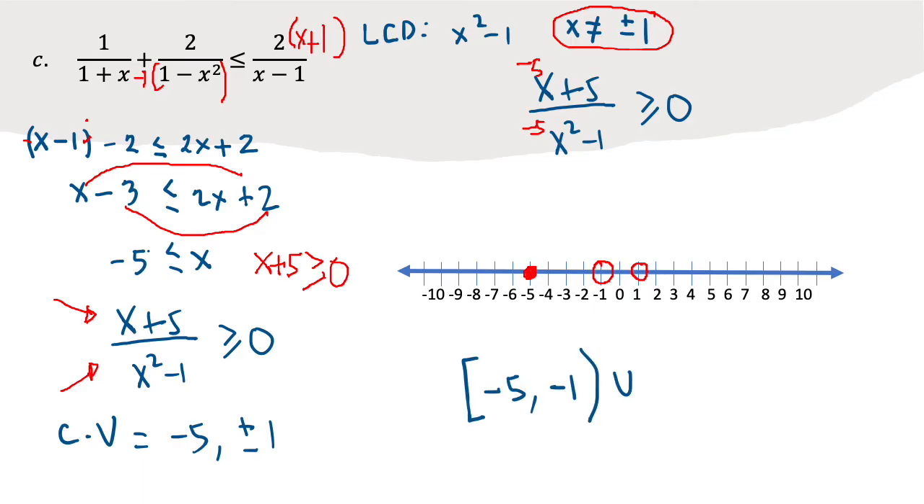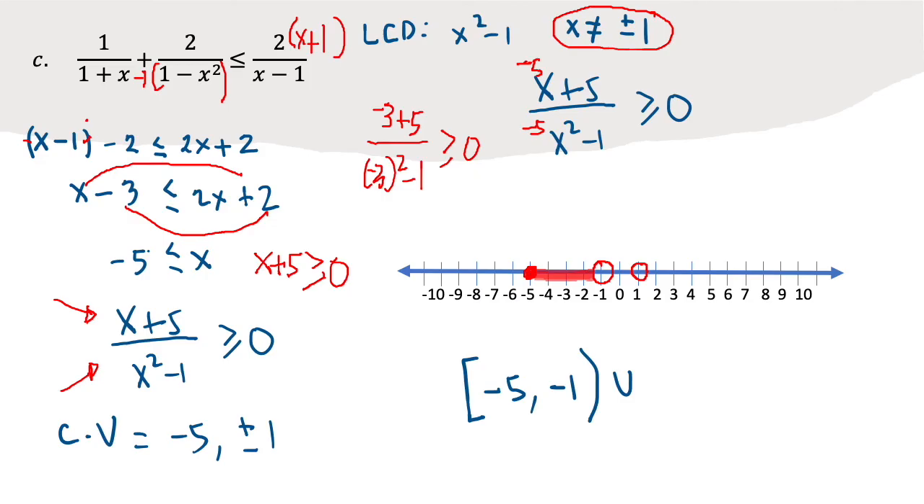Okay? Now, let's test some interval. Since negative 5 is part of the solution, and negative 1 is not part of the solution, say for example, we will be using negative 3. So negative 3 plus 5, and then negative 3 squared minus 1. Let's see if this is equal to or greater than 0. So this becomes 2 divided by 8. So that's 1/4. So 1/4 is greater than 0. So therefore, the interval from negative 5 to negative 1 is part of the solution.